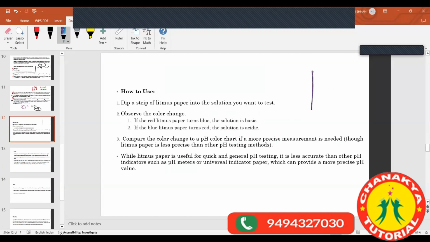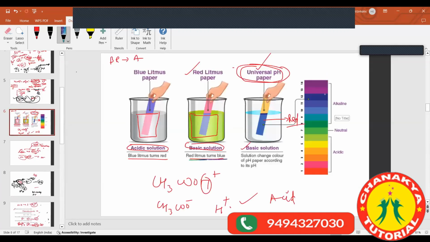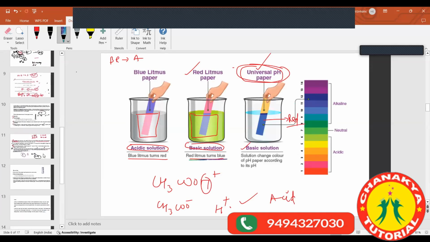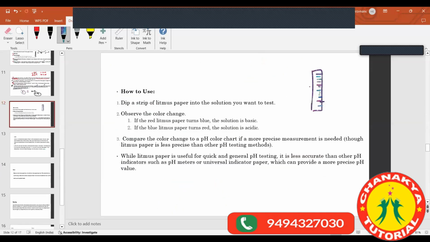So as I told you, if you just want to tell me whether it's basic or acidic, you can tell me with the help of color change. But if I want a precise measurement like this, with the color and the number of the pH level. Is pH related to chromatography? You can say that, but it is not related, actually, not at all related.